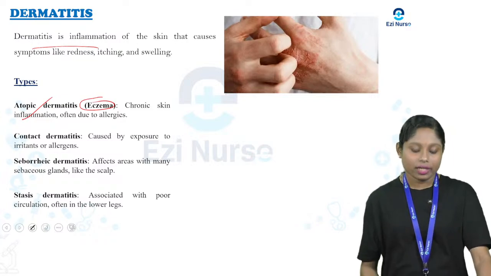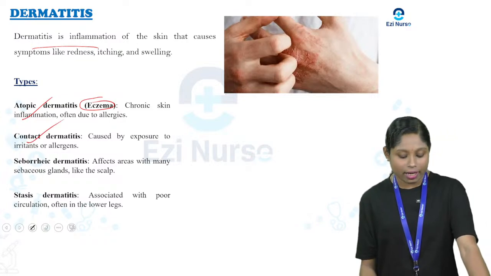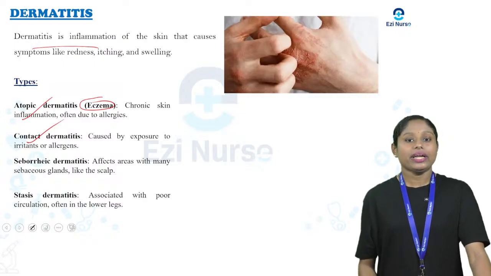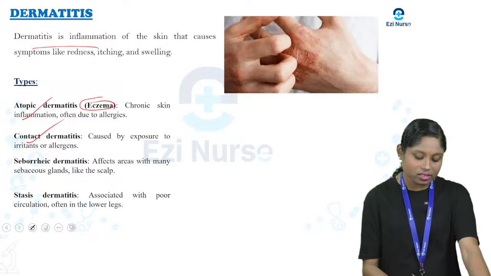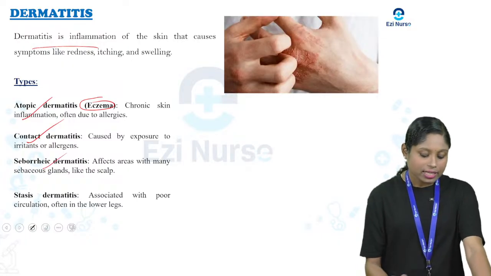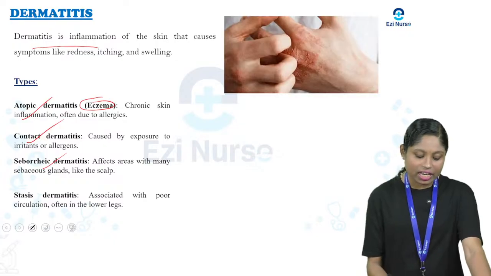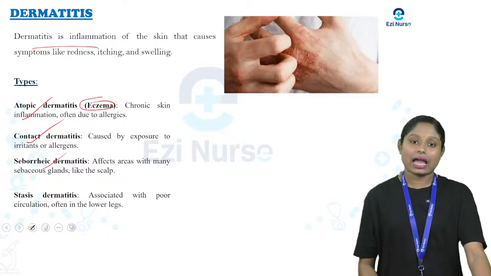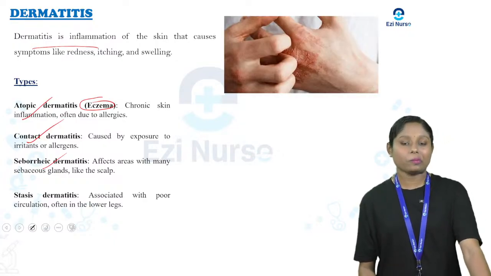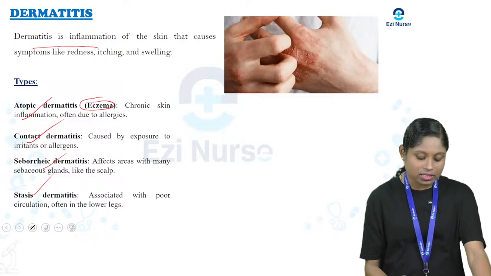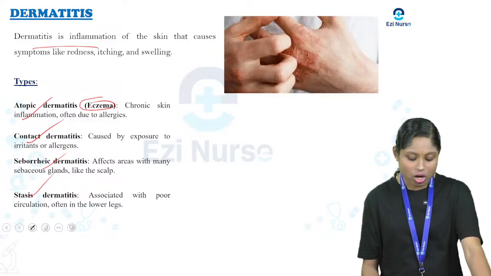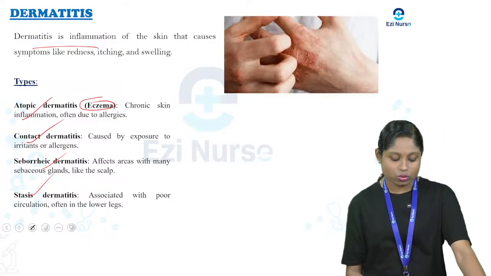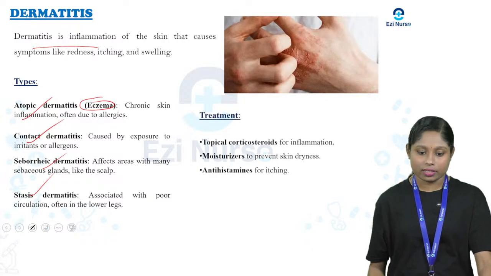Contact dermatitis is caused by exposure to irritants or allergens. If a person gets dermatitis from irritants or allergens, it is contact dermatitis. Seborrheic dermatitis affects areas with sebaceous glands like the scalp. If it is particularly affecting the sebaceous glands, it is seborrheic dermatitis. Next is stasis dermatitis, associated with poor circulation, often in the lower legs. So these are the types of dermatitis.